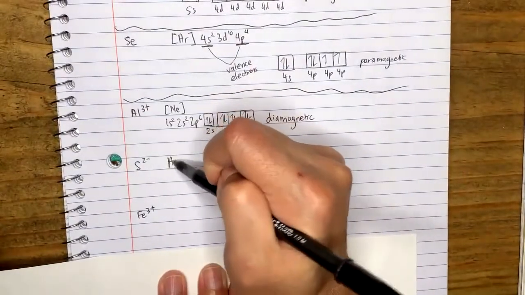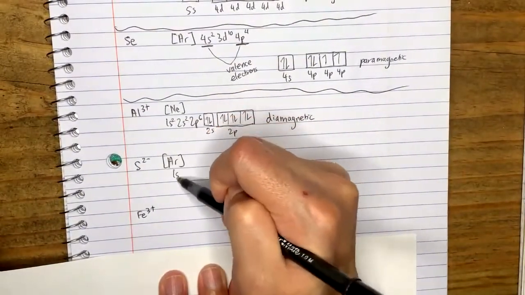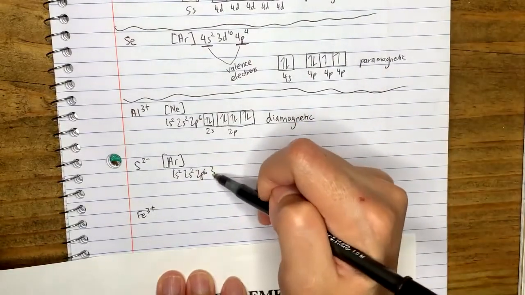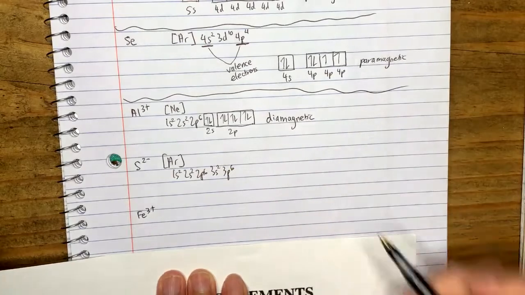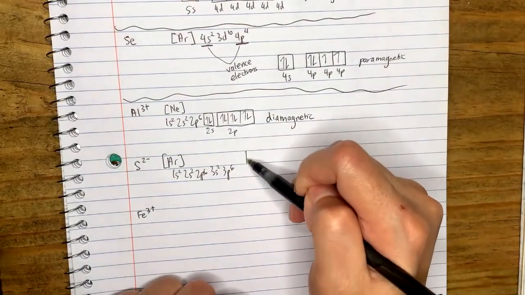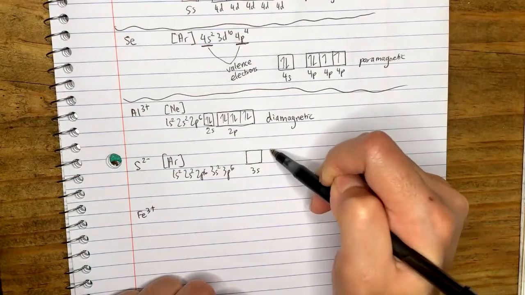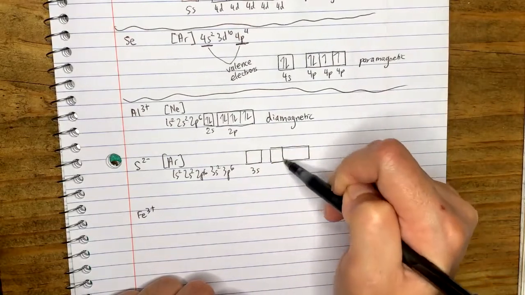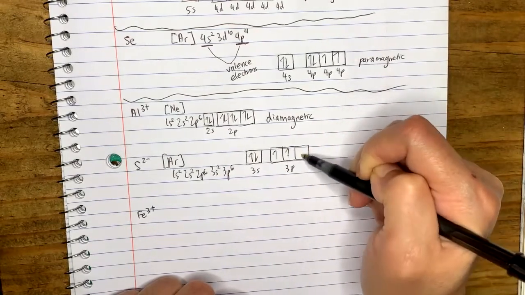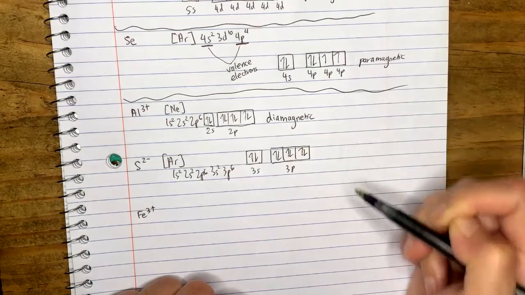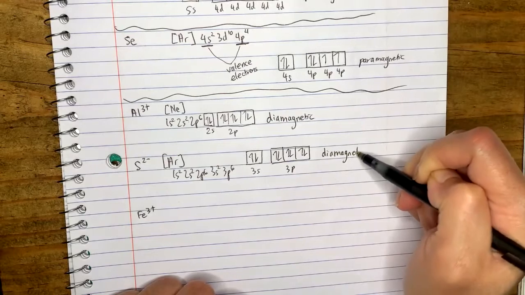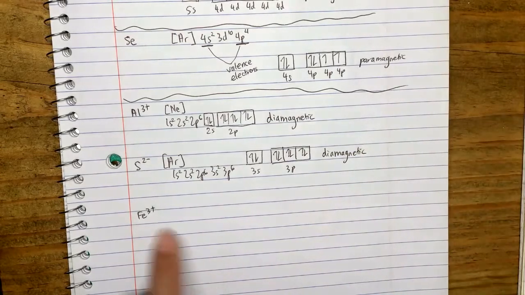So argon here is 1s2, 2s2, 2p6, and then 3s2, 3p6. Okay, well, that one's everybody filled too. So, okay, let's do that. It's level 3s, and then level 3p. Spin up, down, spin up, up, up, down, down, down. Okay, so this one's all, this is also diamagnetic. So far you're like, yeah, everybody's diamagnetic. But what about this guy?